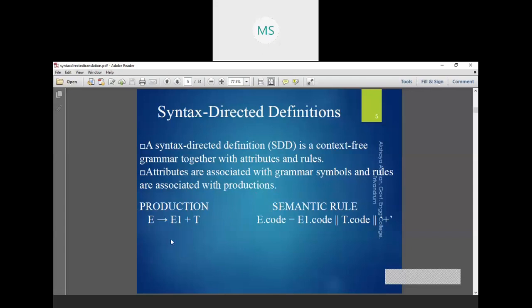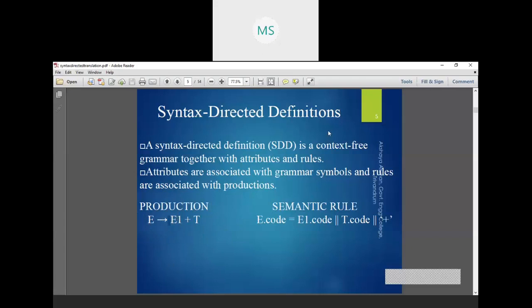See, take an example. This is my production: E derives E1 plus T. See, E derives E plus T. Both are same. What does this production derive? The E1. E and E1 both are same. I want to distinguish between the head of the production and the body of the production because both sides have the same non-terminal. To identify the head of the production and the body of the production, I gave a subscript as well. Okay, this is my production.